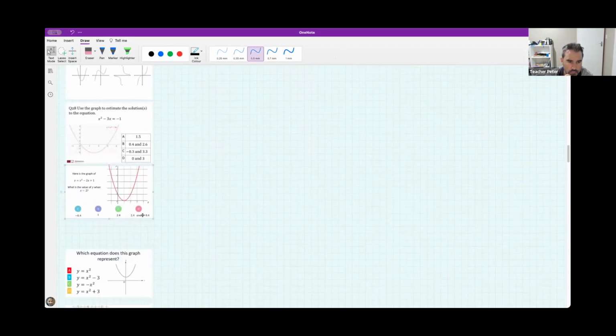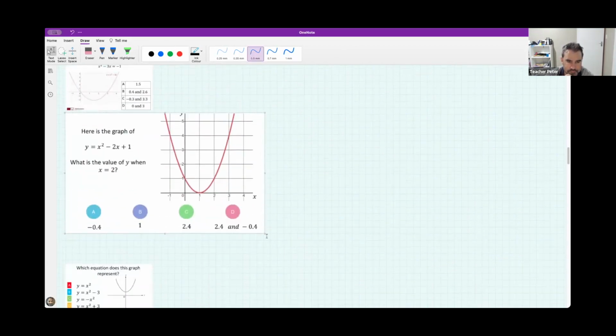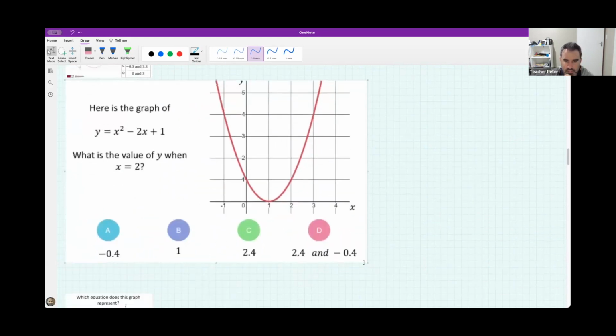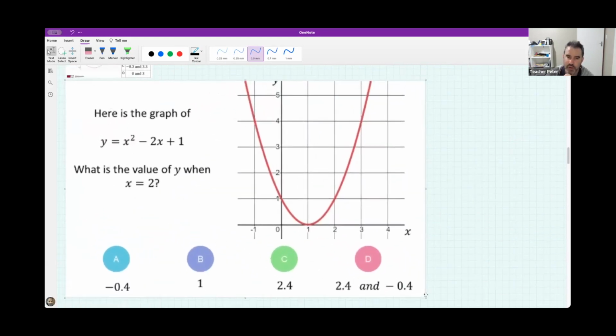Okay. Let's look at this one. Here is the graph of y equals x squared minus 2x plus 1. What is the value of y when x is 2? Now, you can use algebra, or you can literally just read it off the graph. So you tell me which one you think it is. What is the value of y when x is 2? Is it A, B, C, or D?